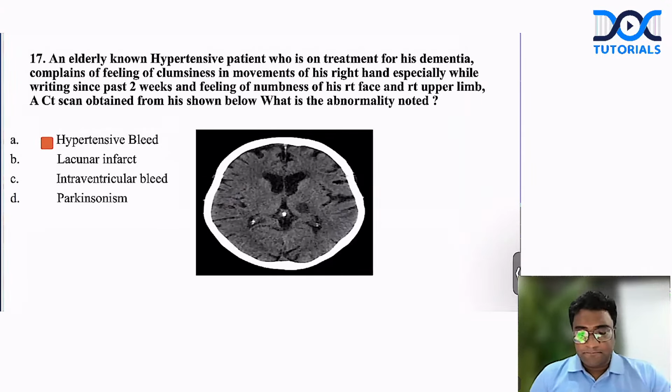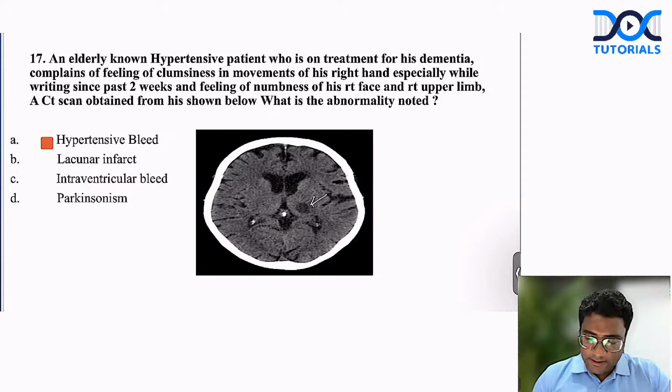17th. An elderly known hypertensive patient who is on treatment for his dementia complains of clumsiness in movements of his right hand, especially while writing, since the past 2 weeks, and numbness in his right face and right upper limb. A CT scan is given below. What is the abnormality noted? On the CT scan, you can see a hypodense area in the left thalamic region. This is suggestive of a lacunar infarct.